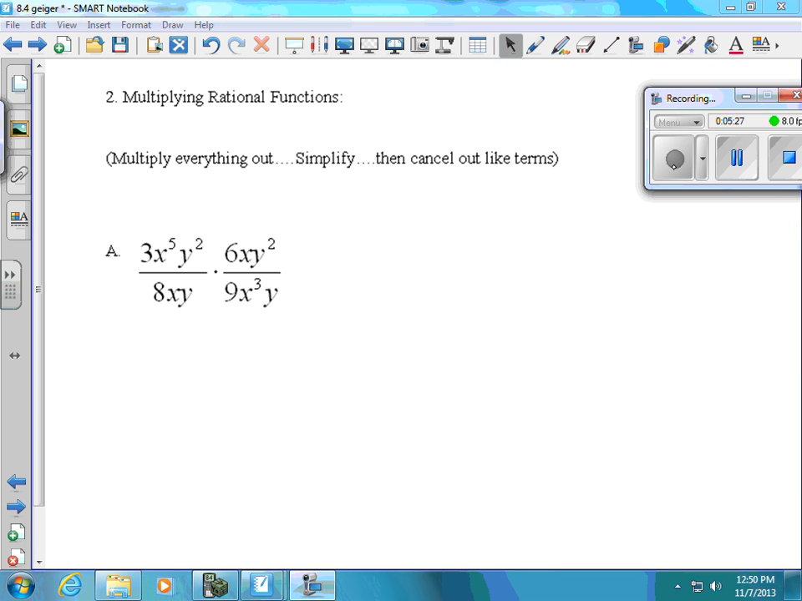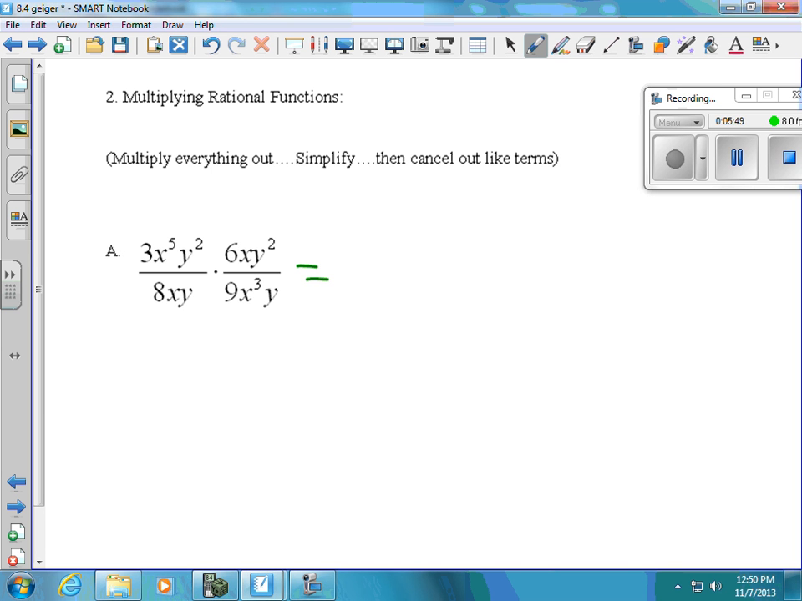Okay, a real quick review of multiplying. Multiply everything out, simplify, then cancel out terms. Those are the steps I would have you do. If you don't have any binomials or trinomials or anything like that, if they're all monomial terms, then probably the easiest way is just like we did way back in chapters 5 and 6.